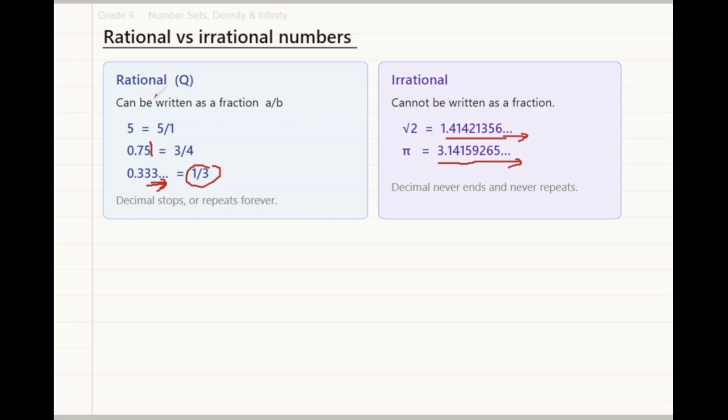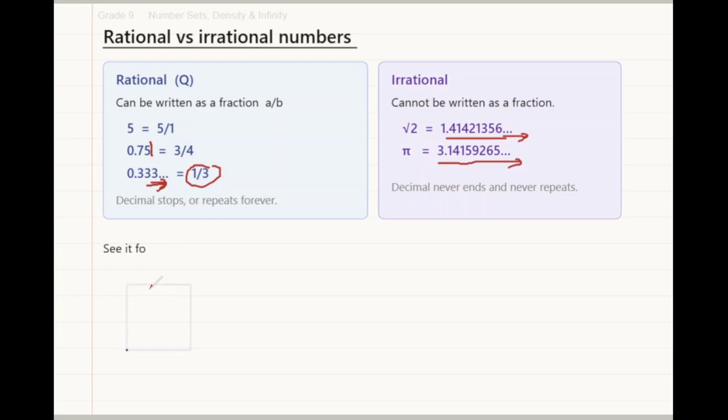So now you can define rational and irrational numbers. A rational number is one which can be written as a fraction, and in this case the decimal stops or keeps on repeating. Whereas an irrational number cannot be defined as a fraction, and in this case the decimal is non-terminating and non-repeating.